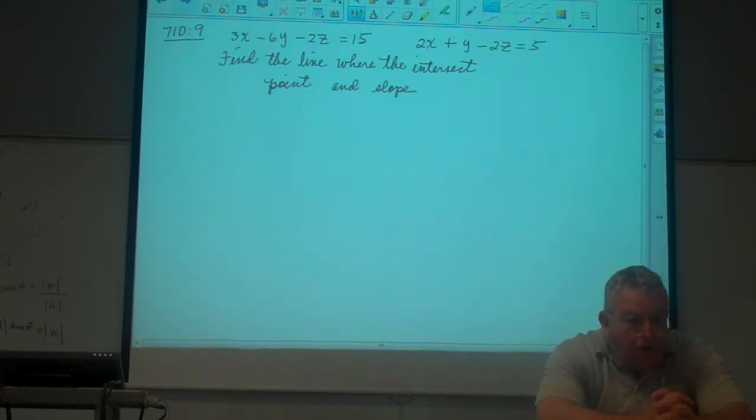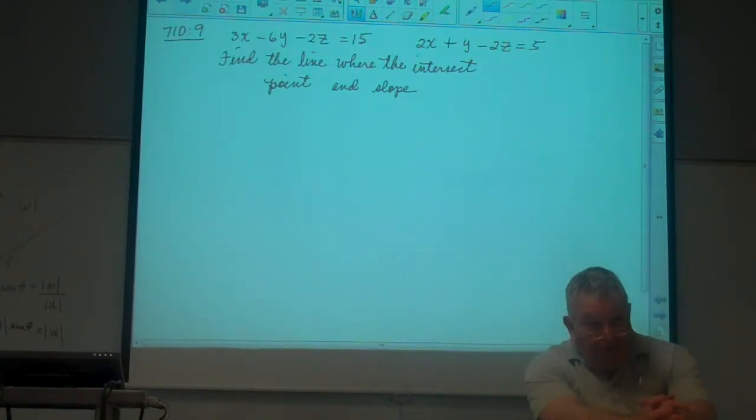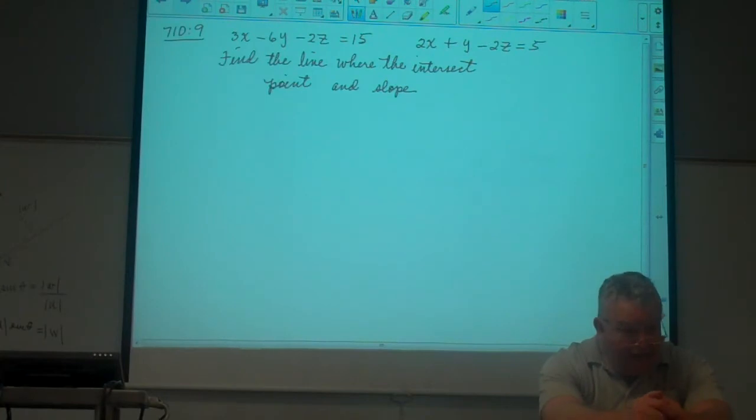Let's see, if I want a point on a line where they intersect, doesn't that mean that that point has to be on both of those planes? Is that right? Everybody agree with that? But here's the rub. I've got two equations, and my point is going to have 3 components. And to solve those planes simultaneously, I need 2 and 2, don't I?